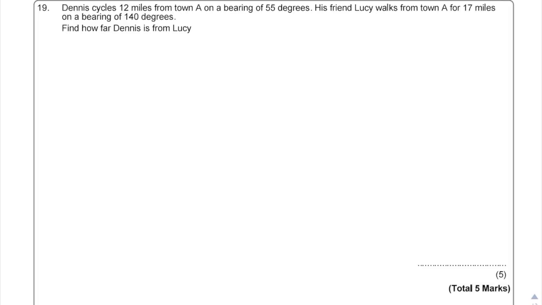Question 19 says Dennis cycles 12 miles from town A on a bearing of 55 degrees. His friend Lucy walks from town A for 17 miles on a bearing of 140 degrees. We need to find how far Dennis is from Lucy.